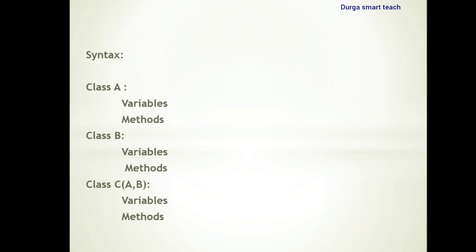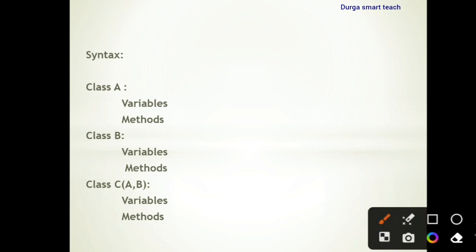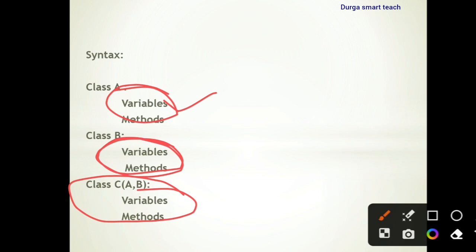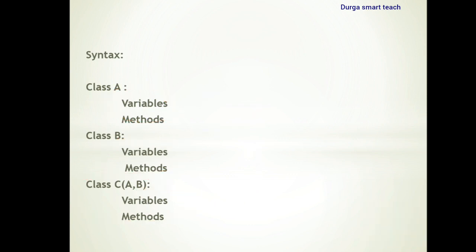Okay, so here A class contains variables and methods. Next B class contains variables and methods. C class also contains variables and methods. So next, for which class do you need to create the object? If you create the object for A class, you can access only these properties. If you create the object for B class, you can access only variables and methods of B class. If you create the object for C class, you can access A class properties, B class properties and C class properties, because C is a child, A and B are parents. Okay, clear? Let's see the example.